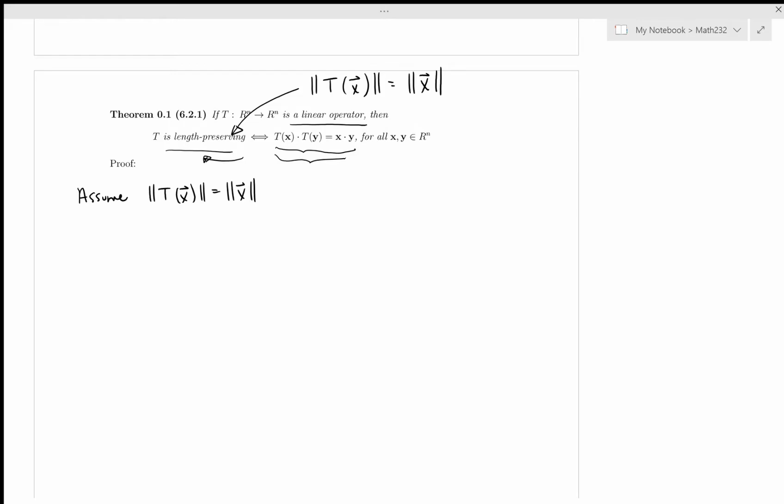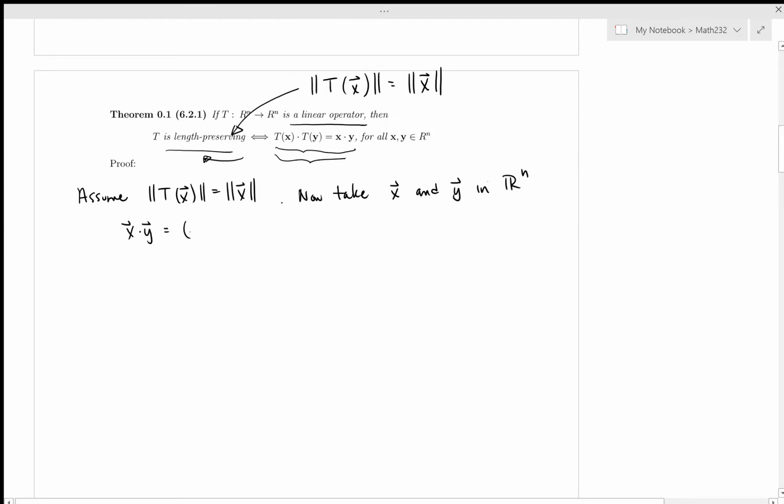And so we're going to take two vectors, x and y, in Rn. And let us just recall what the dot product is. x dot y looks like this: the first component of x multiplied by the first component of y, plus the second component of x multiplied by the second component of y, all the way along to the nth components.